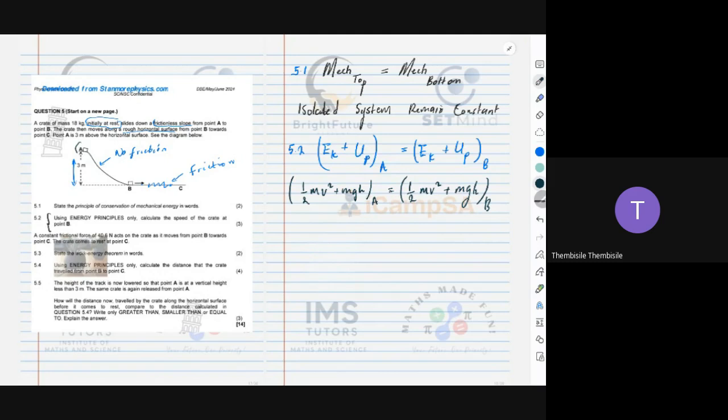Okay, so we are here now. You can say 1 over 2, 18, which is our mass, times 0 squared plus our m is 18 again times 9.8 times the height here is 3. The height between the ground and point A is 3 meters. So we can say 3 here.